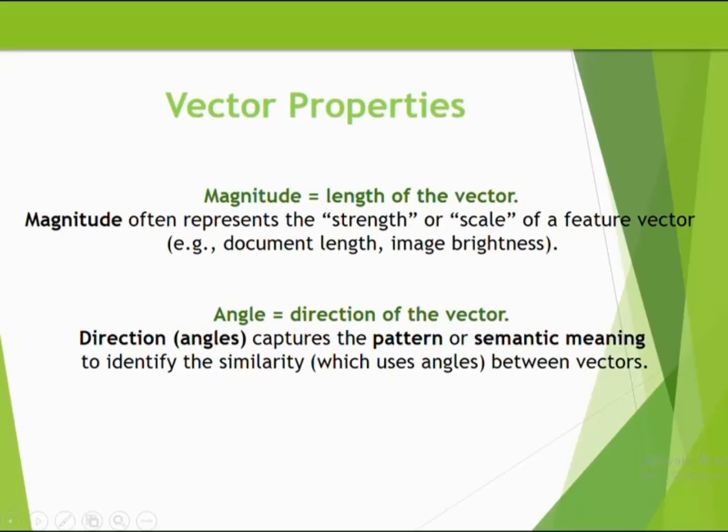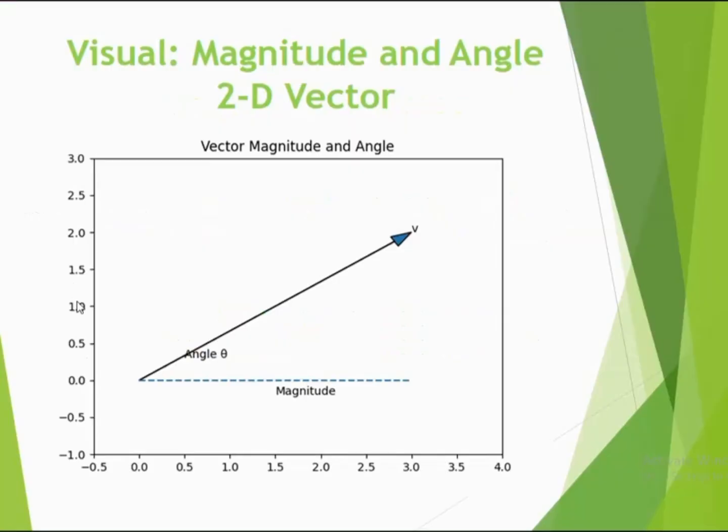And whether that large or small vector is pointing in the same direction or not is identified by the angle. And what exactly does that angle mean? It is actually the pattern or semantic meaning of that entity. Whether it has some similarity or not with other vectors depends on the angle part. Let us understand it in more detail.